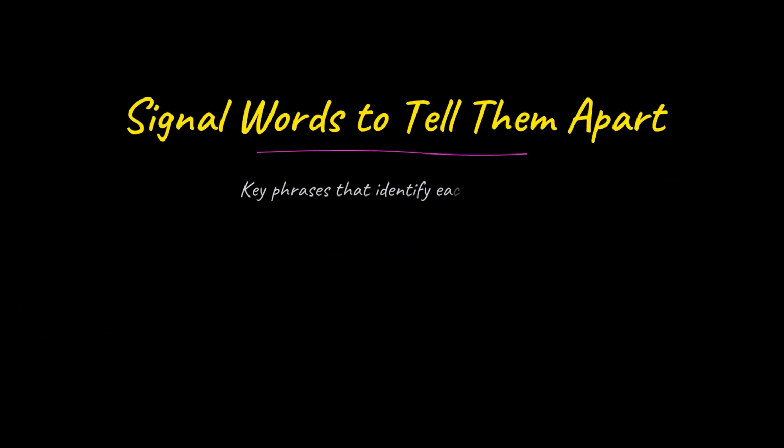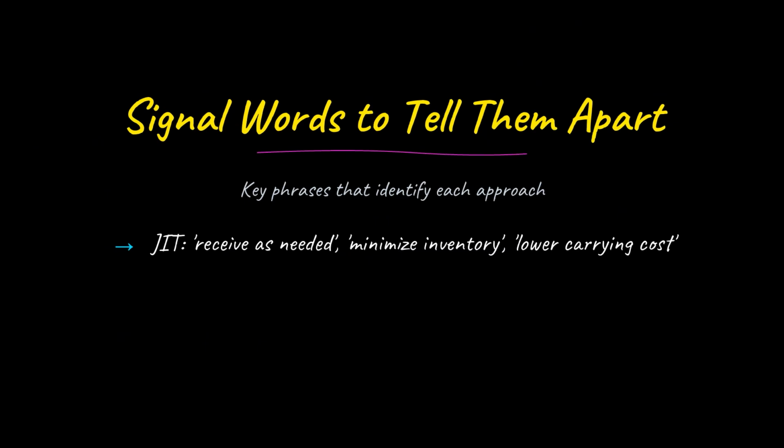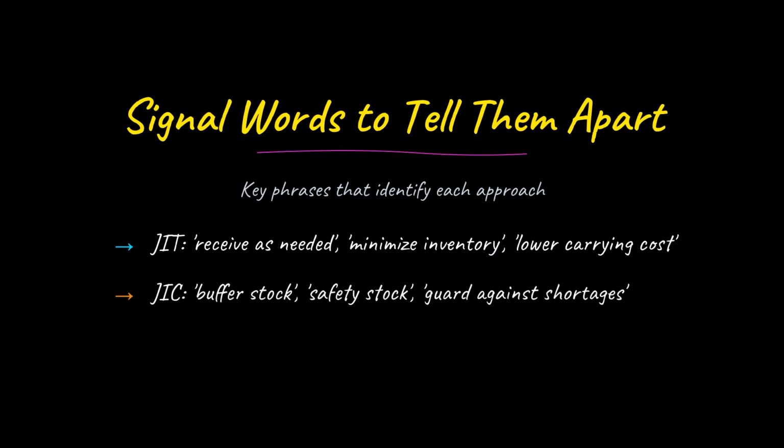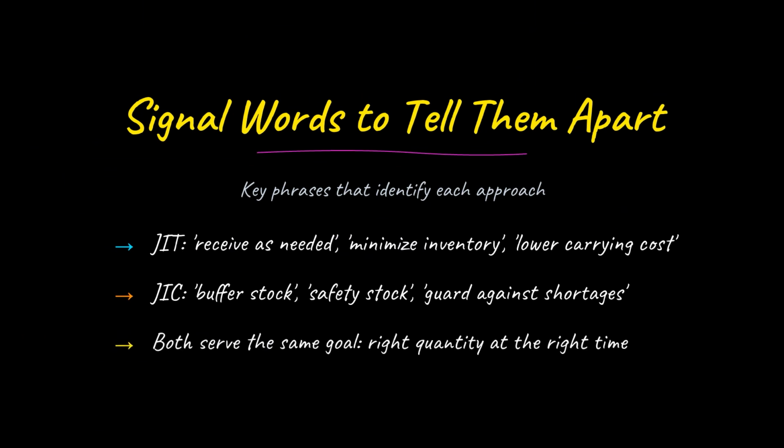The signal words make identification straightforward. Phrases like minimize inventory and lower carrying cost point to just in time. Buffer stock, safety stock, and guard against shortages point to just in case. A company chooses between them or blends them based on how predictable its supply and demand are.